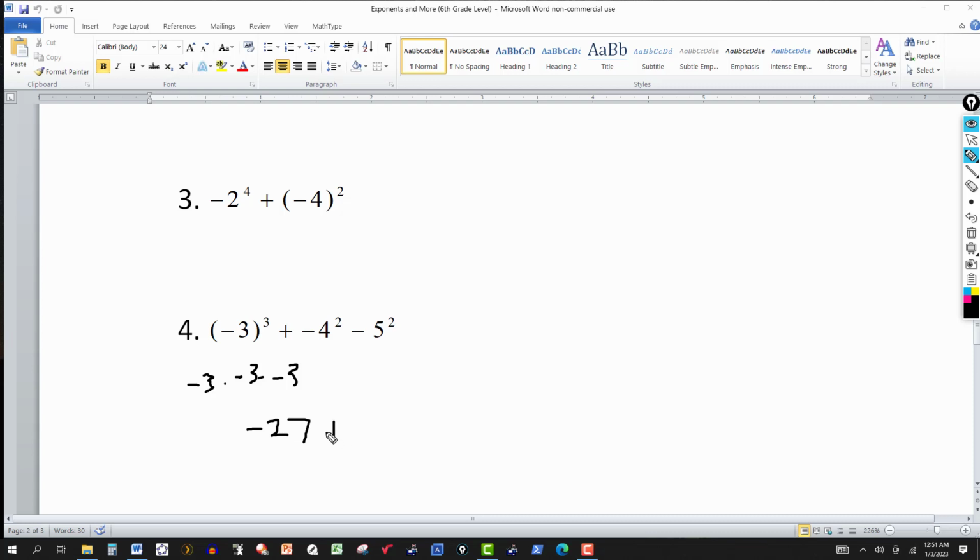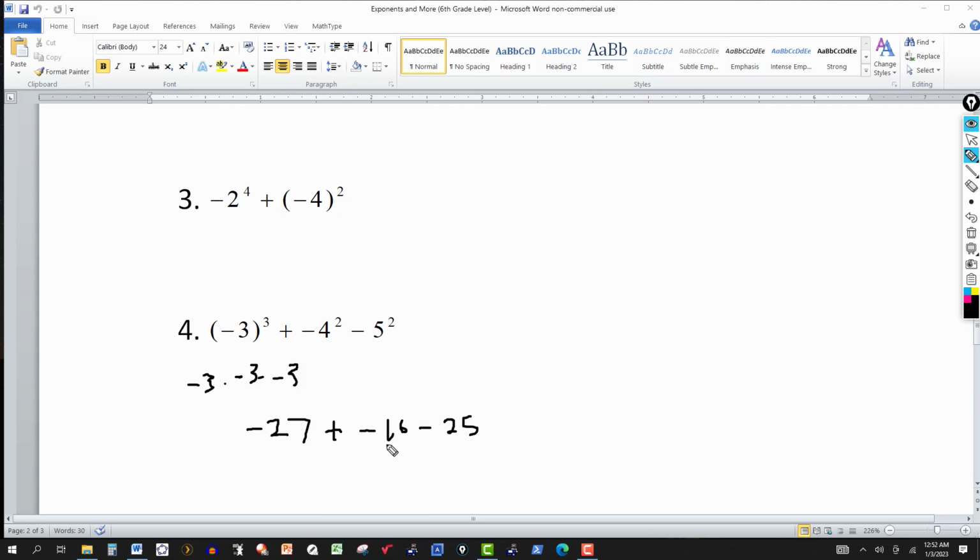Plus, in the next one, notice it doesn't have parentheses on this one. So in this case, the negative is not squared, it's 4 squared. 4 squared is 16, and then you apply the negative. So that's negative 16. Same thing with this one. So it's minus, the base here is 5, not negative 5. So it's 5 squared, which is 25.